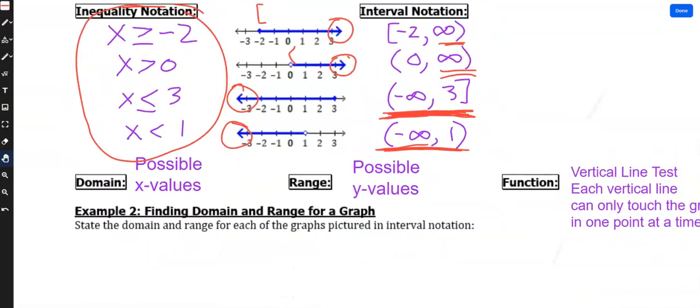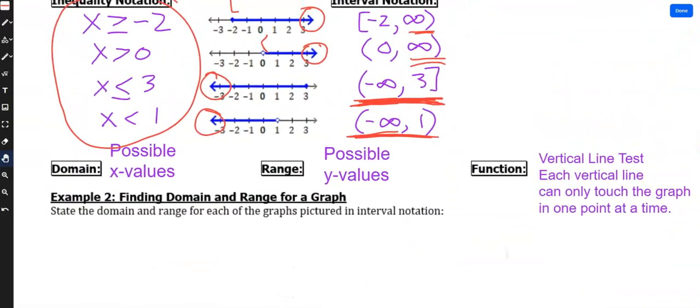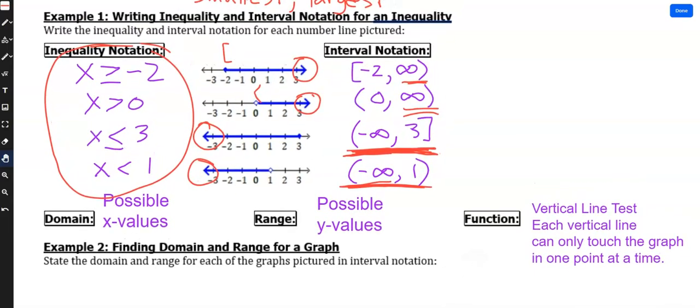Then we talk about these things right here. Domain, those are possible x values. And I actually think this part of the slide is supposed to be on the next one, but for some reason I got it cut wrong. But domain is possible x values. Range is possible y values.